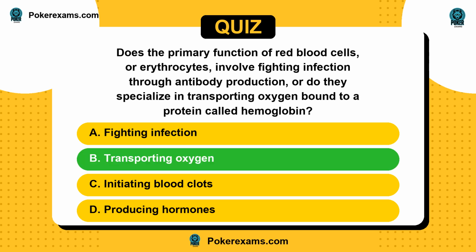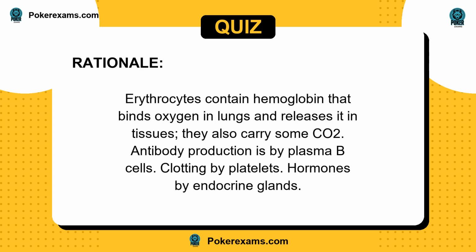The answer is B. Erythrocytes contain hemoglobin that binds oxygen in lungs and releases it in tissues. They also carry some CO2. Antibody production is by plasma B cells, clotting by platelets, hormones by endocrine glands.